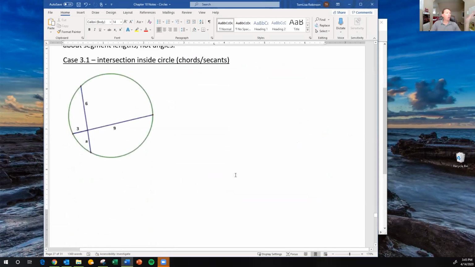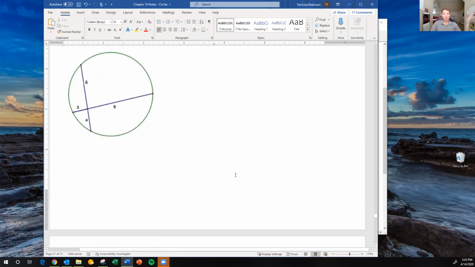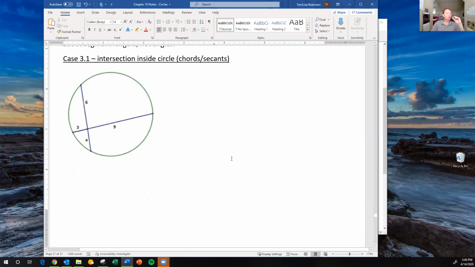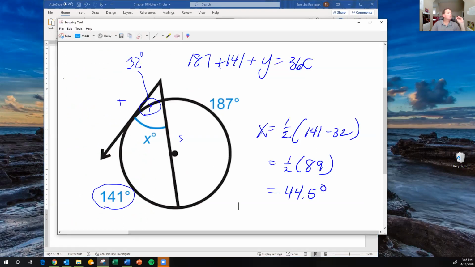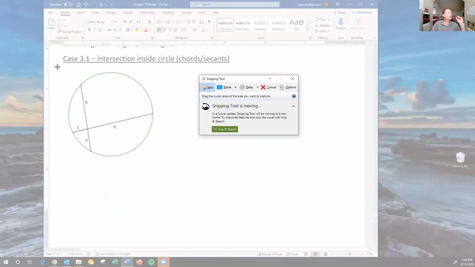Now, we're going to go to a third theorem for the day, and this is going to be one theorem, but it's got lots and lots of versions on it. So let me see if I can get caught up here. And what I want you to look at now is, instead of angles, I want you to look at segments, lengths of segments. So what we have here, I think I'll snap this real quick so we can talk about it.